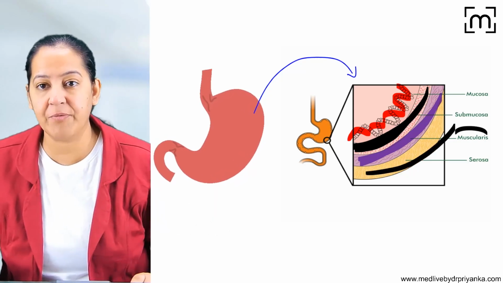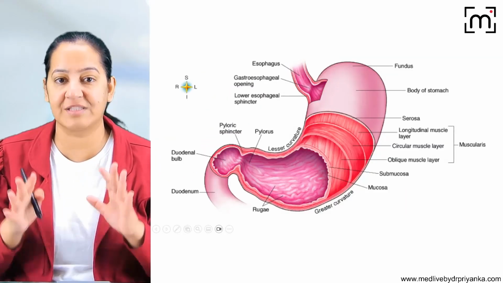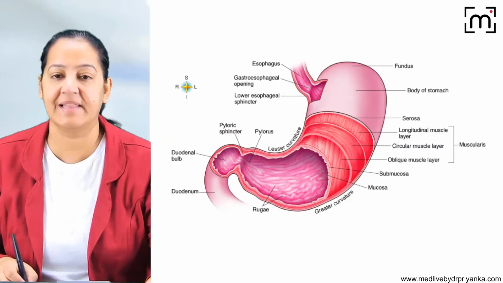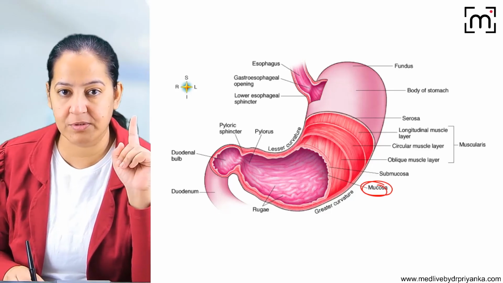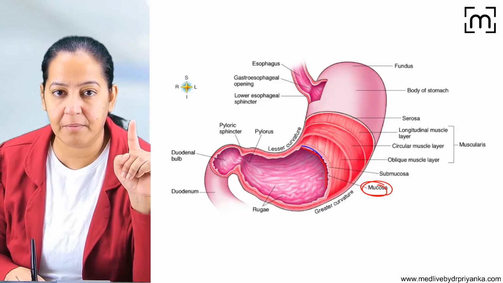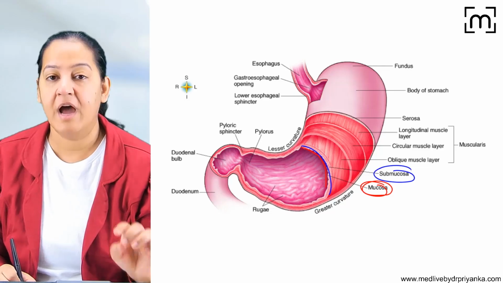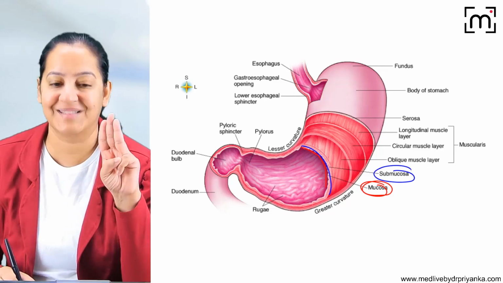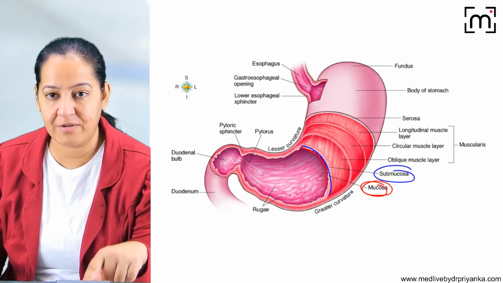Now, the muscularis propria is further divided into 3 portions. Let me show you. If we cut the wall of the stomach like this, we can see the various layers. Innermost is mucosa. Just below the mucosa, there is submucosa. Now come to the muscularis propria. In the muscularis propria, there are 3 different layers.